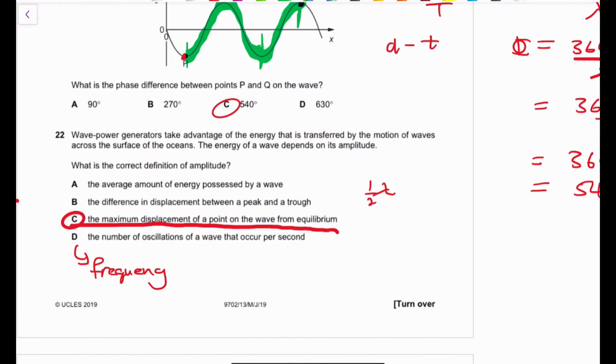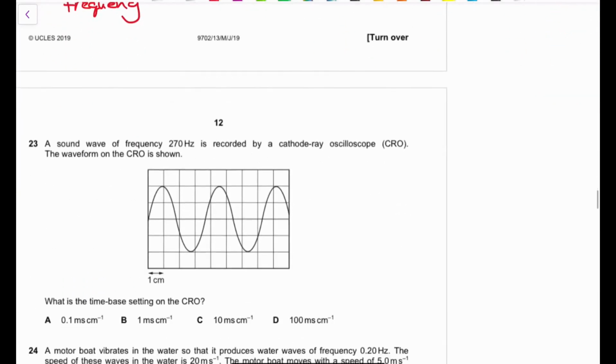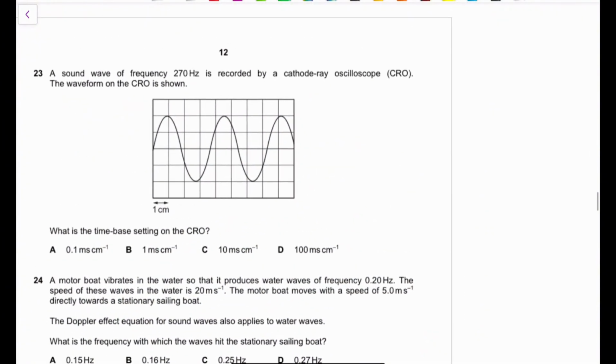So that's one of the things that I really highly recommend with paper one. Don't just try to find the correct answer, but also try to explain why the other answers are wrong. That might show you a lot of different things.